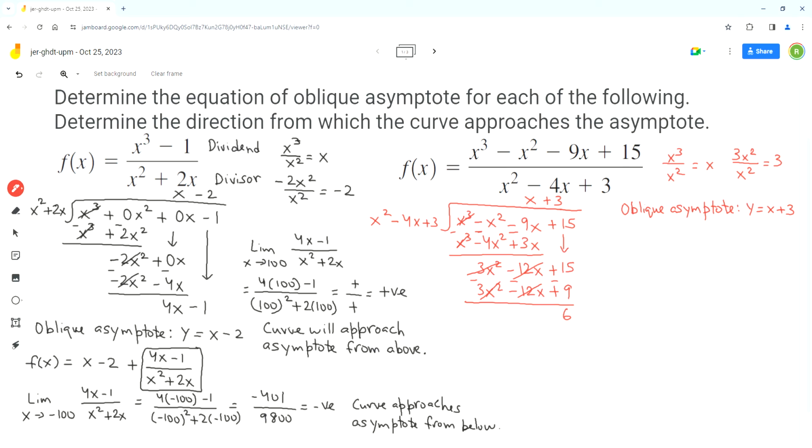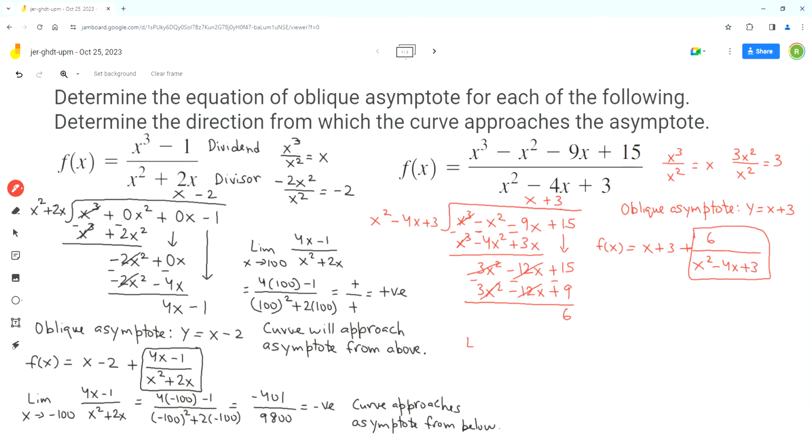Now we can rewrite this function as f(x) equals x plus 3 plus 6 over the divisor x squared minus 4x plus 3. Now we have to analyze this fraction to find out whether the curve approaches the asymptote from above or below. So if this fraction has a positive value, that means the curve approaches from above. If it has a negative value, that means it approaches from below. So we'll do the limit test for the left side and the right side of the x-axis.